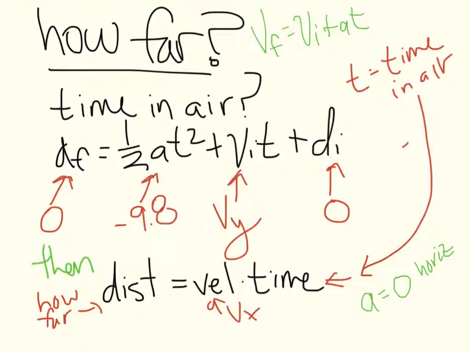So this is basically the same formula that we were using before to find maximum height, the 1/2 at squared formula, except that the acceleration is 0. So you can simplify your life by just multiplying velocity times time. The time will be the time in the air, and the velocity will be the velocity in the horizontal direction, v sub x. Okay, I hope that was helpful.